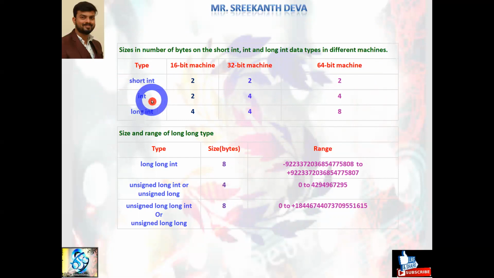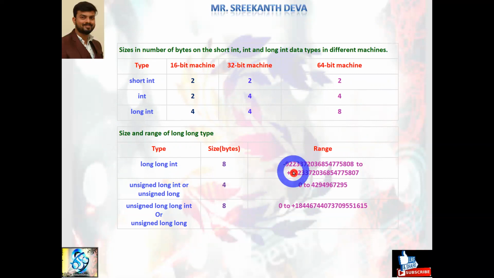But coming to the integral type, int is a keyword. It occupies 2 bytes of memory in a 16-bit machine, 4 bytes in a 32-bit machine, and 4 bytes in a 64-bit machine. Coming to the long int type, a 16-bit machine occupies 4 bytes of memory, 32-bit occupies 4 bytes, and 64-bit machines occupy 8 bytes. Similarly, if you go with the size and range of the long type, long is a keyword. If you go with the long int type, the size is 8 bytes of memory.